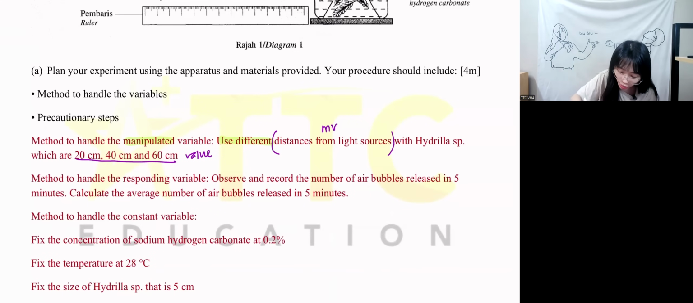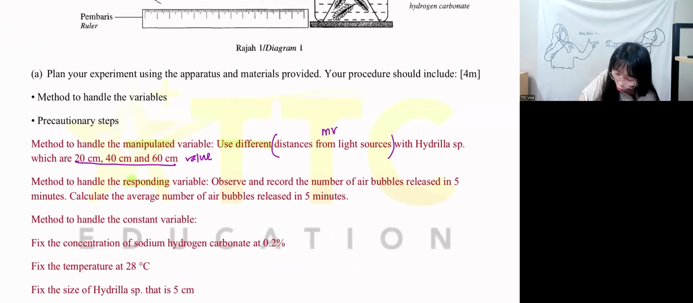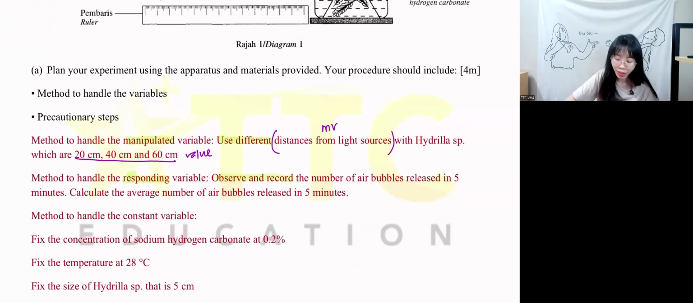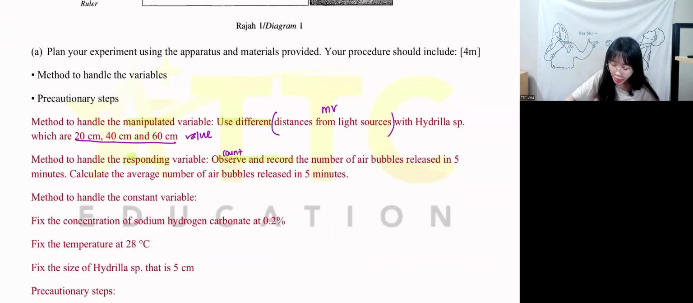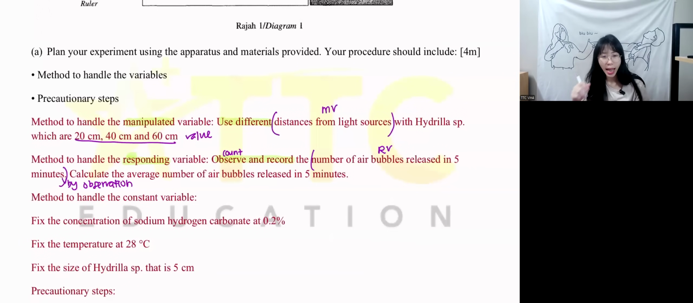If it's a responding variable, you're going to write observe and record, but better to write count and record because you are counting the bubble, right? Count and record number of bubble release in 5 minutes. Okay, this is your responding variable. Because there's no apparatus, you can say by observation. Or you can say calculate the average number of air bubble release in 5 minutes.